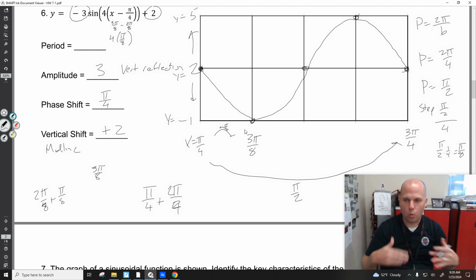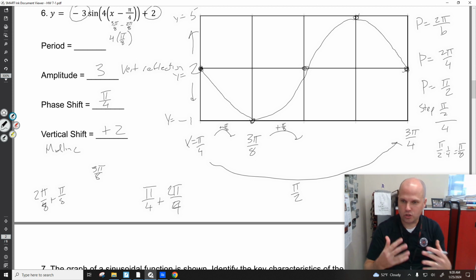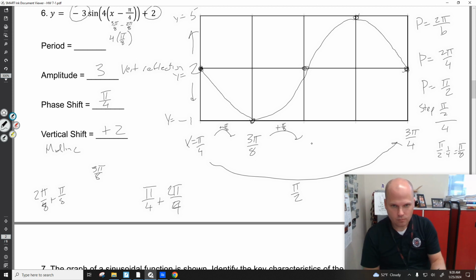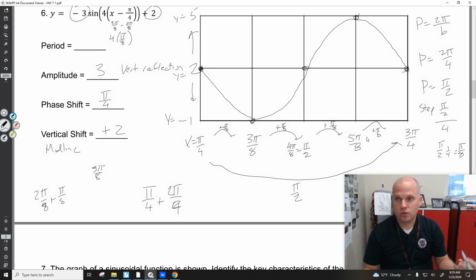It will work out as long as you understand what we learned in the first semester about all of our translations and dilations. Add pi over 8, I get to 4 pi over 8, which is pi over 2. Add pi over 8, I get to 5 pi over 8. If everything works out correctly, after I add a pi over 8, I should get 3 pi over 4. Okay, well, that's 6 pi over 8, 3 pi over 4.